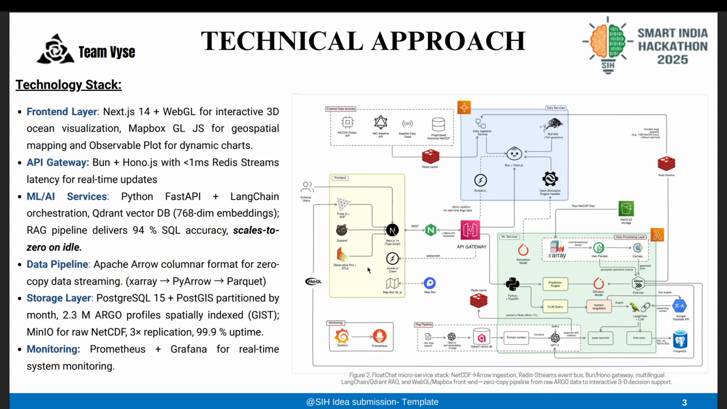The data pipeline is done using Apache Arrow for zero copy data streaming, converting raw NetCDF files into Arrow type files and then Parquet. This reduces data processing time by 65%. For storage, ocean profiles are indexed in PostgreSQL plus PostGIS with a MinIO S3 bucket handling raw NetCDF storage at 99.9% uptime. For monitoring, we rely on Prometheus and Grafana for real-time system monitoring. Now I would like to show you the demo of our website.